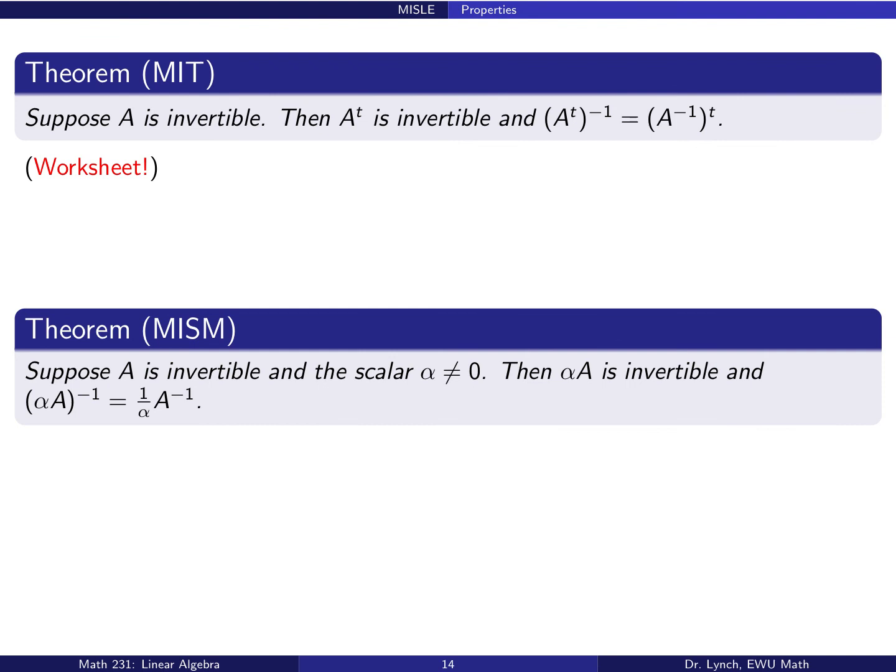A couple other properties, I'll have you prove that when A is invertible, the transpose of A is also, and it turns out that the inverse of the transpose is the transpose of the inverse. And it turns out that when A is invertible and alpha is any scalar that's not 0, then any scalar multiple of A is invertible, and the inverse of a scalar multiple of A is 1 over that scalar times A inverse. Okay, so again, I'll have you do this theorem MIT on the worksheet. Check it out.